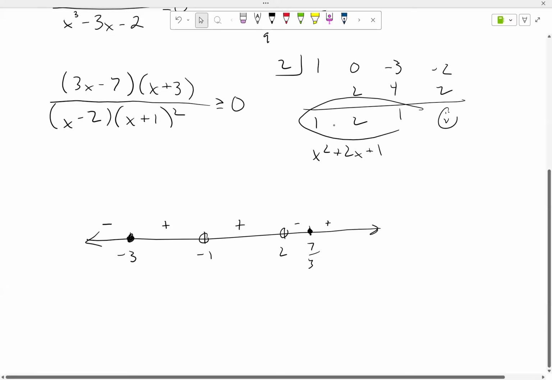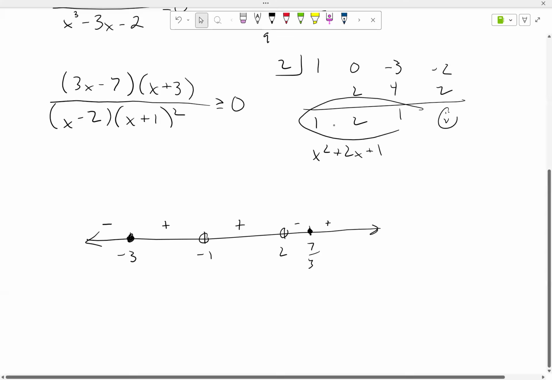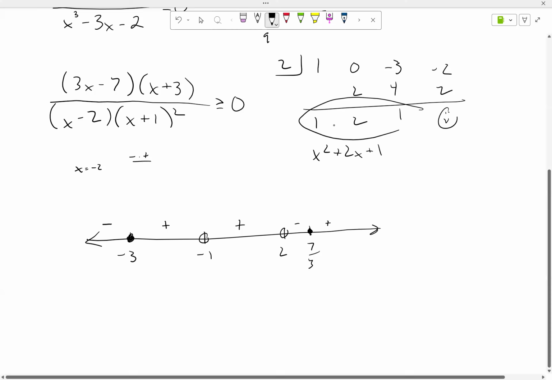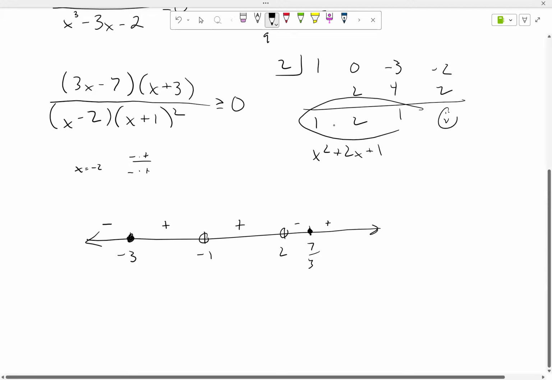If you're not sure, just plug in -2. Let's plug it in at -2, make sure it's positive. If I'm plugging in -2 up here, I have a negative times a positive. So x equals -2: we have negative times a positive over, again plugging in -2, negative. And then whatever I plug into this is going to be positive. So it doesn't really matter. It's positive. It's a little bit of a waste of time because we know multiplicity. Once you understand that idea, it should make life a little bit faster.